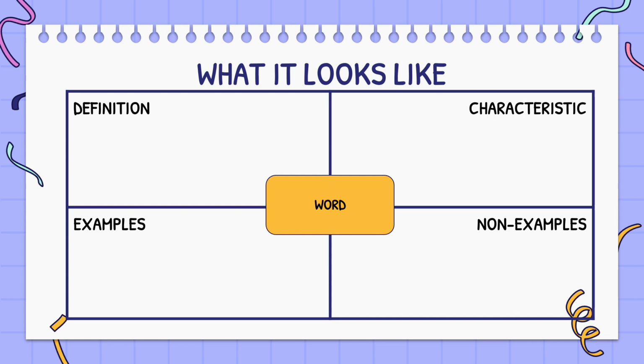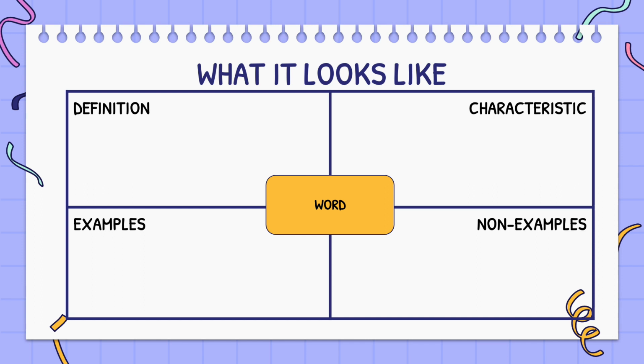So here is what the Frayer model looks like. Now you can see that there are 4 sections around the outside and then a bubble in the middle. So the bubble in the middle would be the word or concept that you are defining or learning more about.